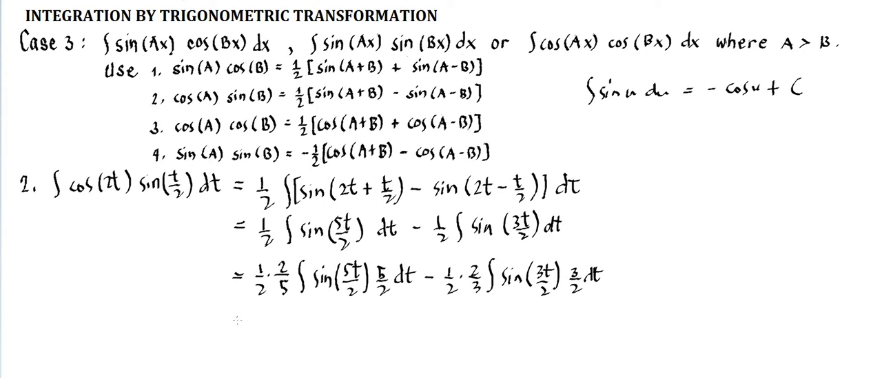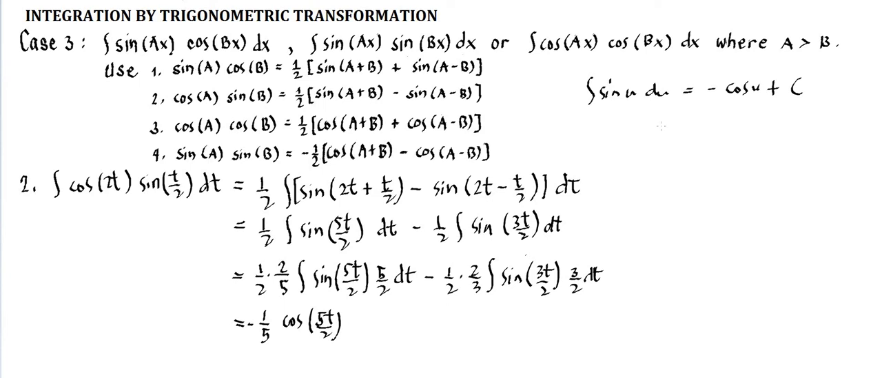No? So, magkakaroon tayo ng 1 over 5, ano? Cancel ang 2 rito. So, integral of sine u du equals negative cosine of u. So, yung negative yung magiging sagot natin, ano? Negative 1 over 5 cosine of u. So, yung u natin ay yung 5t over 2.